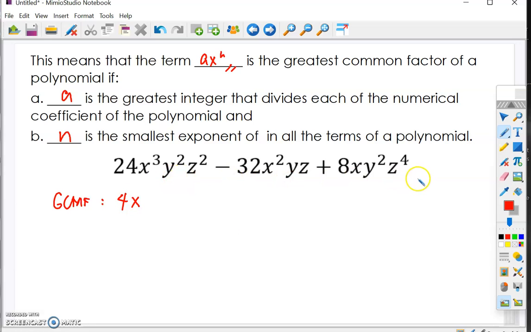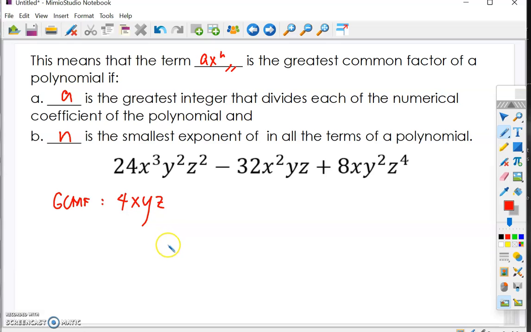y is also present in all the terms. We have y squared, y, and y squared, but the smallest exponent is y. And z squared, z, and z to the fourth, the least degree is z. So we consider that since z is present in all terms. Therefore, 4xyz is the greatest common factor.